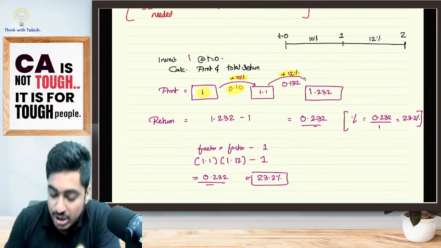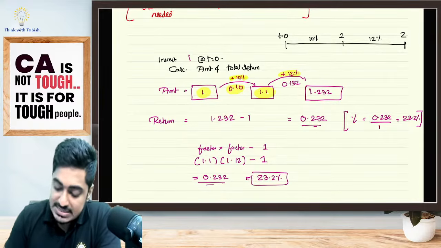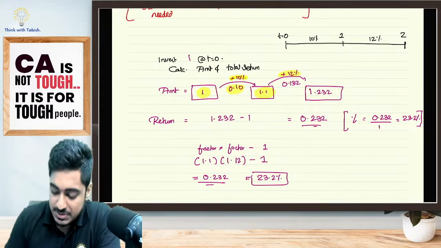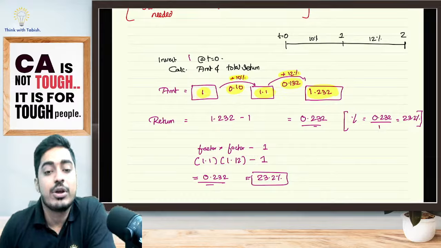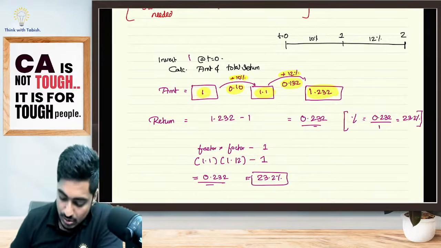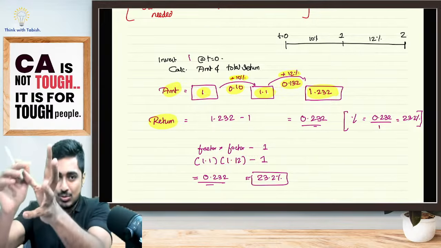First year 10% means 0.1 I will get. It will become 1.1. Second year 12% on this. That means 1.1 into 12%, 0.132. That means total how much I will get? 1.232. Yes or no? Okay. That means this is the total amount I will get.